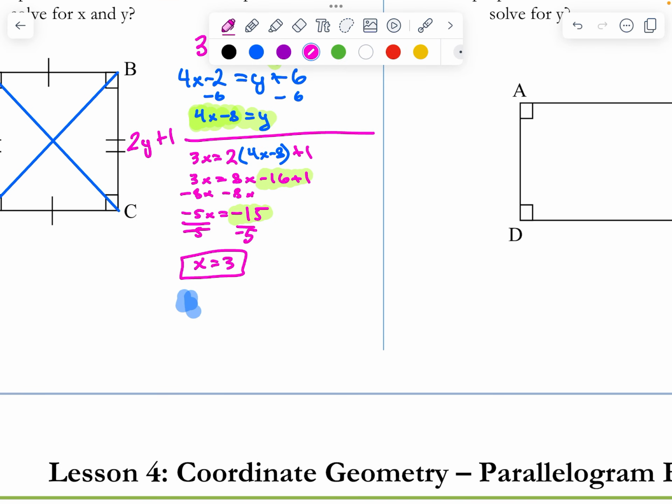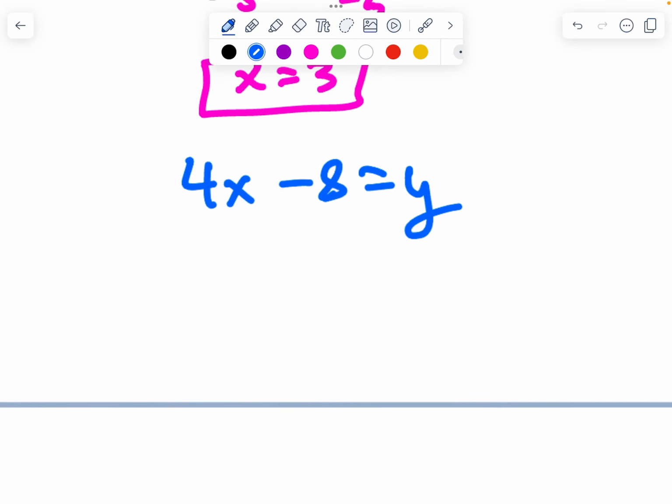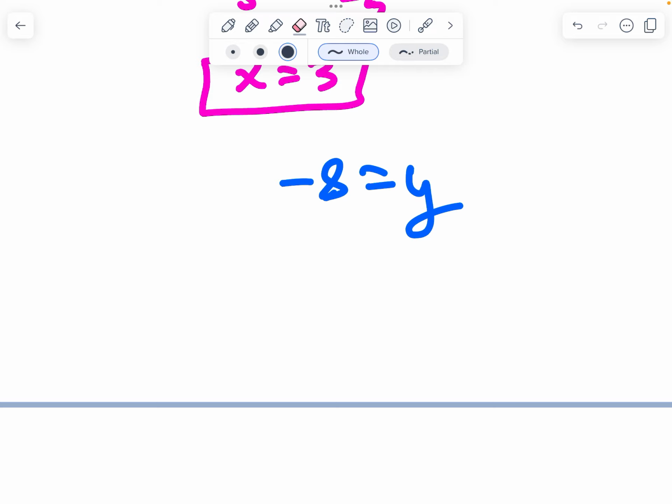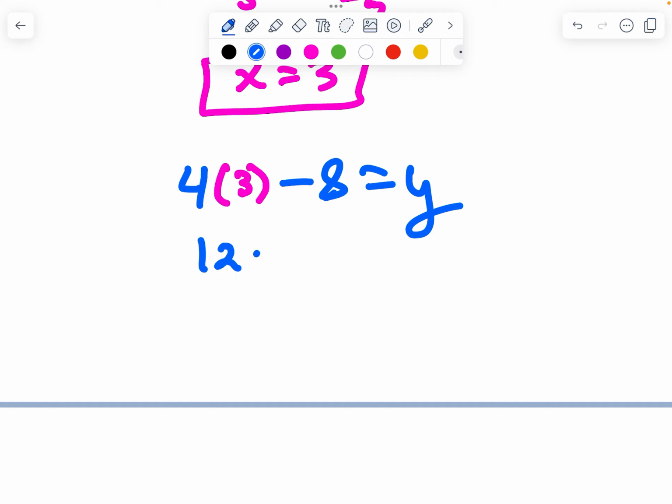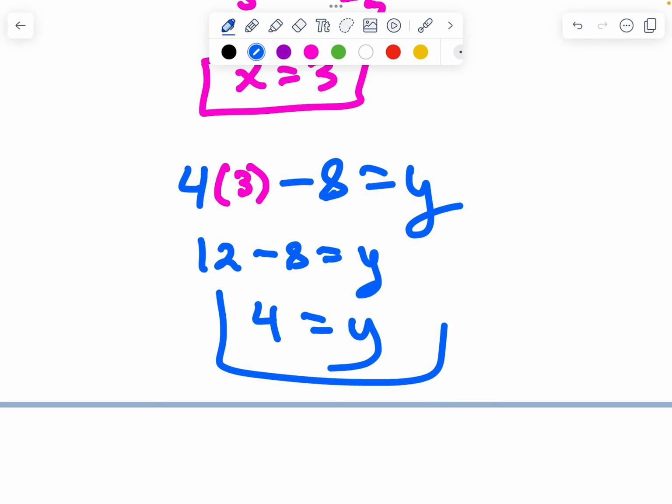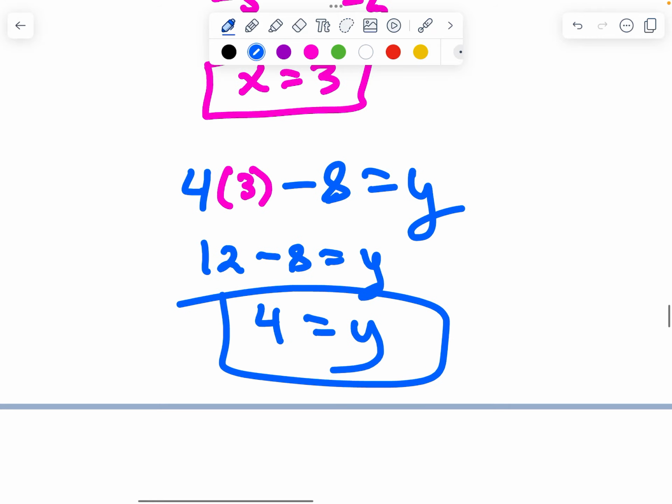Probably just heard a disappointment in my sigh there. Sorry. I got 4x minus 8 equals y. Remember, x is not just x. X is now a 3. So I'm going to go ahead and plug that in. I got 12 minus 8 is equal to y. 12 minus 8, I know what that is. That is 4.